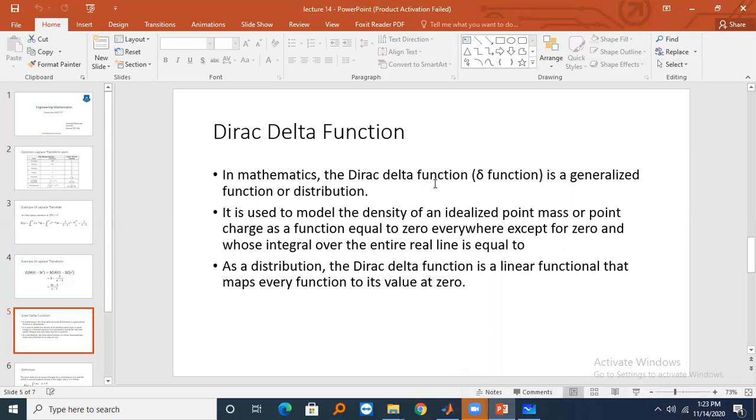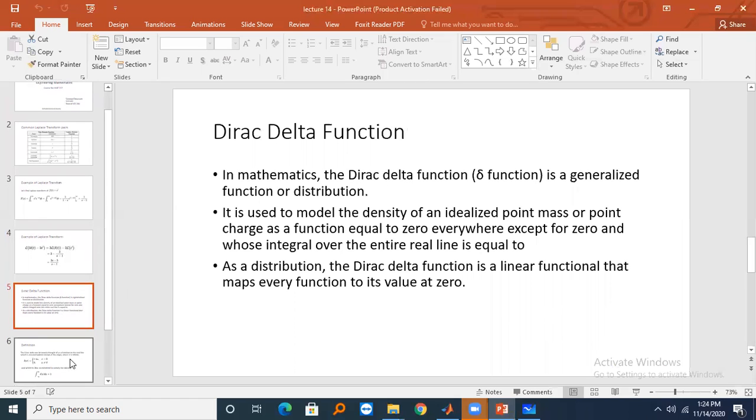Now the Dirac delta function. What is the Dirac delta function? In mathematics, the Dirac delta function is a generalized function or distribution. It is used to model the density of an idealized point mass or point charge as a function equal to 0 everywhere except at 0, and whose integral over the entire real line is equal to 1, sorry, it's not infinity.